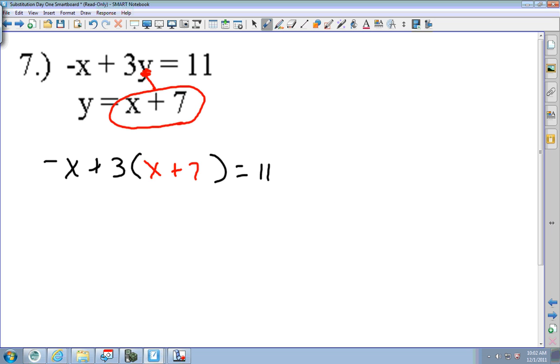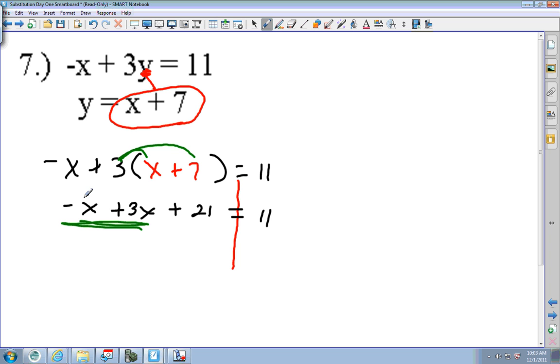Equals 11. All right, so now, negative x just comes down here. You take 3 times x and 3 times 7. So 3 times x is 3x. 3 times 7 is 21. That equals 11. Well, now put your x's together. This is negative 1x. Negative 1 plus 3 is 2x, and then you just bring down the plus 21, equals 11.